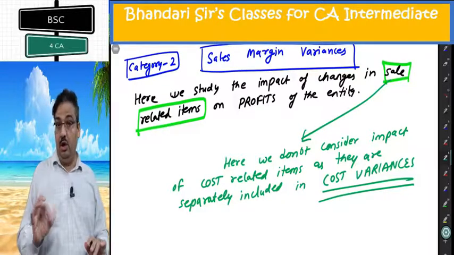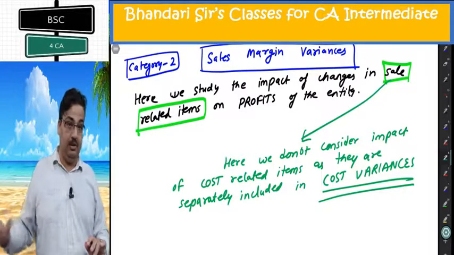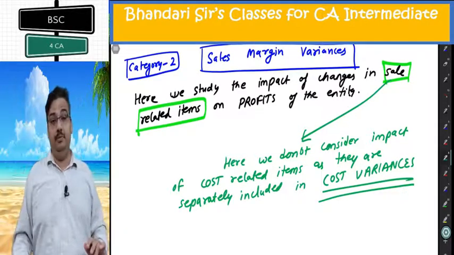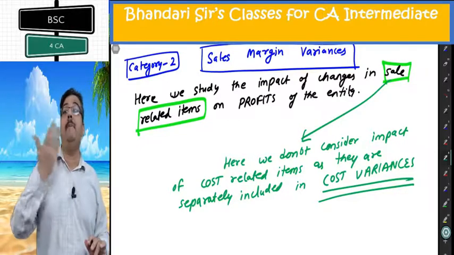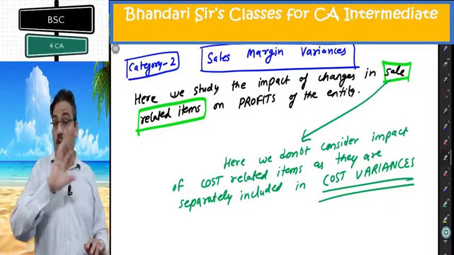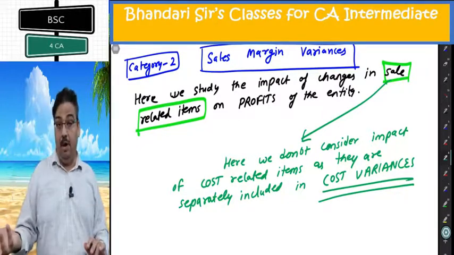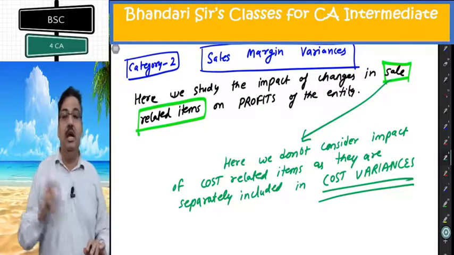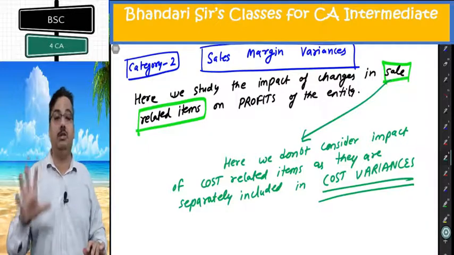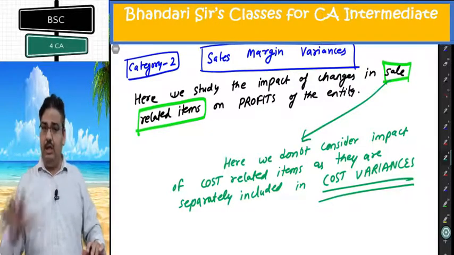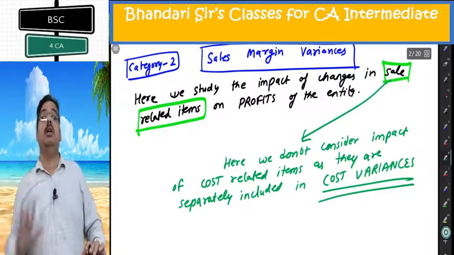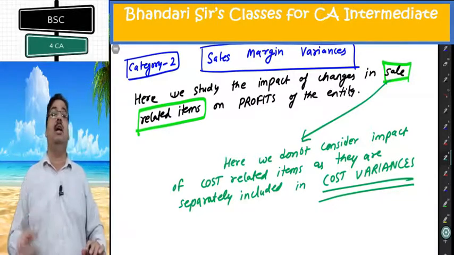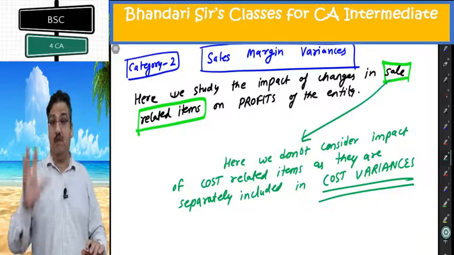We want to consider only sale related items. When the selling price change, what is impact on profit? When mix change, what is the impact on profit? When the quantity changes, what is the impact on profit? We don't want to see the inflation, deflation in material cost, labor cost, variable overhead cost and all. That we'll see separately in cost variances. This is a strong reason why we don't consider actual cost in margin variances.